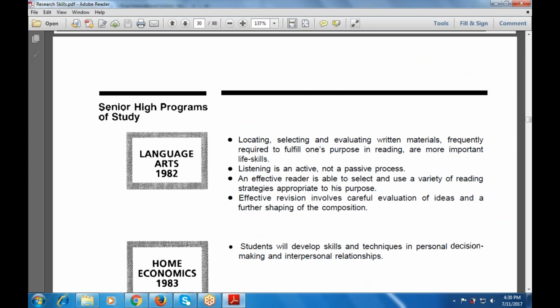The next is the senior high program of study, that is a high level of study. So that includes locating, selecting and evaluating the written materials frequently required to fulfill one's purpose in reading, which are among the most important life skills. How they locate, how they select, and how they evaluate the written material, how frequently these materials will be required to fulfill one's purpose in reading, that is also one of the important life skills.